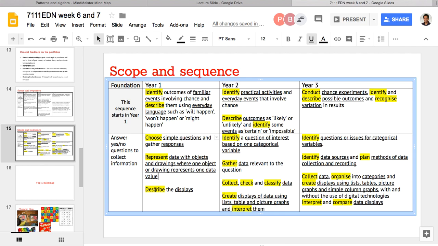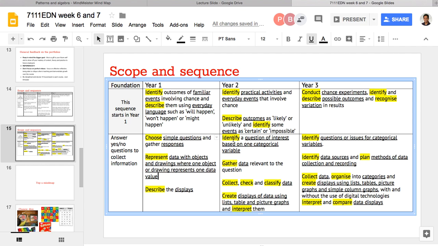And then having students describe the displays. So in terms of describing that display, which fruit was the most popular in class? Which fruit was the least popular in class? If we want to make a fruit salad of the top 5 fruits, what fruits would we be including in our fruit salad? Okay? Rightio, let's have a look at Year 2. Students are then being asked to identify a question of interest.